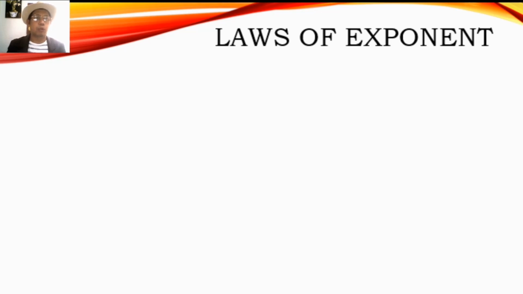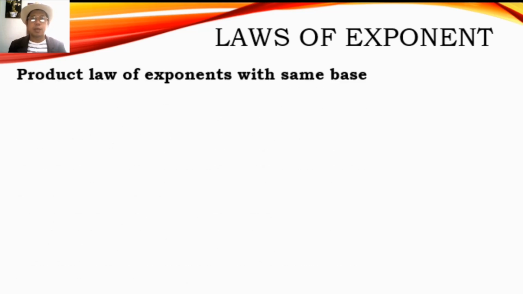So the number one law of exponents will be the product law of exponents with the same base, meaning to say exponential numbers of the same or equal base. How is the mathematical formulation of that? We have a raised to n multiplied by a raised to m is the same as saying a raised to the sum of the exponents, n plus m. So you will notice in here the bases are equal.